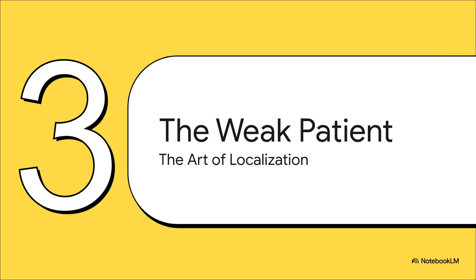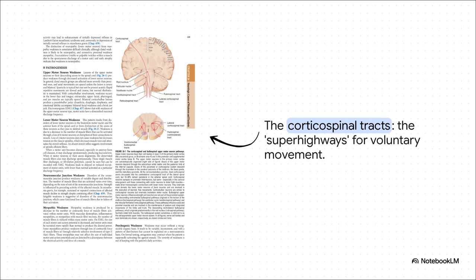Okay, on to our third and final puzzle, the patient with weakness. Now, here's the big mindset shift for weakness. Your first job isn't to know what it is, it's to know where it is. Localization is king. And to localize, you've got to know the map of the nervous system.